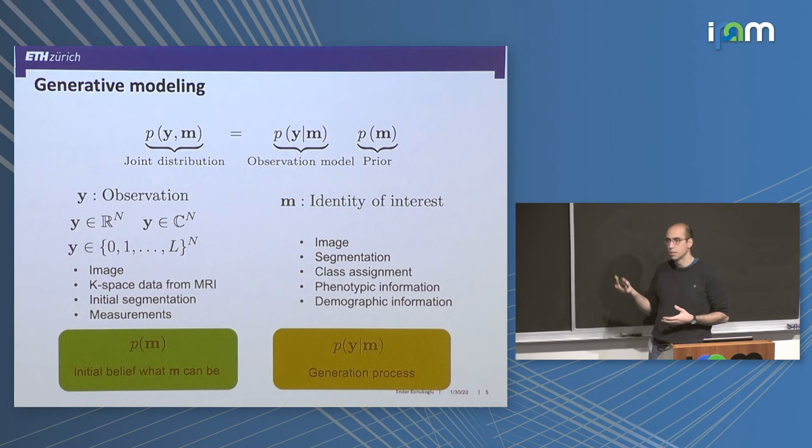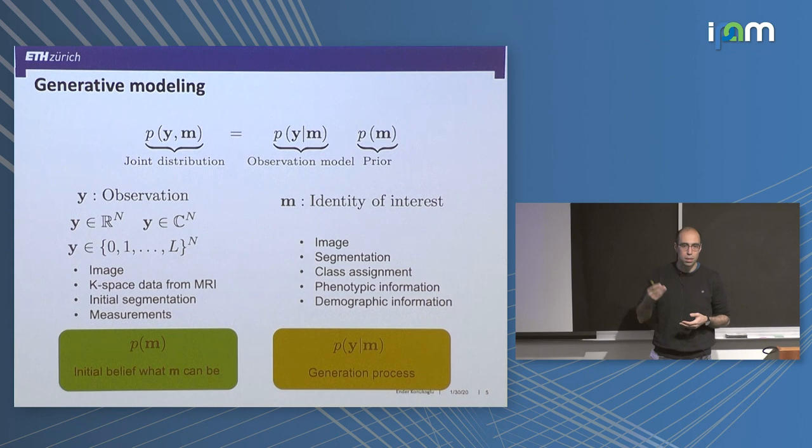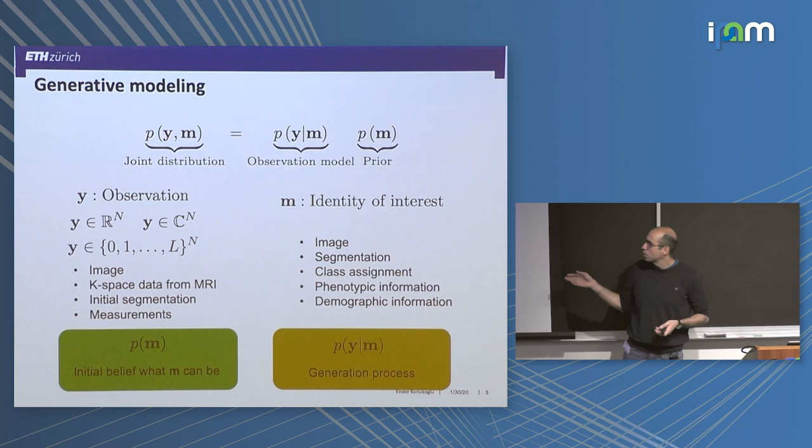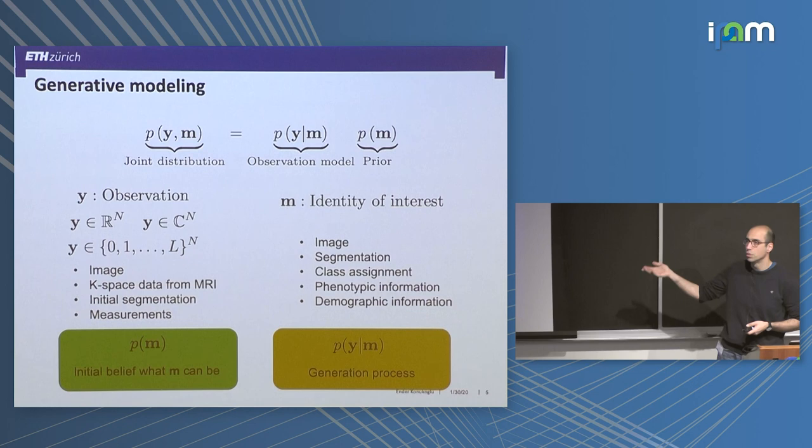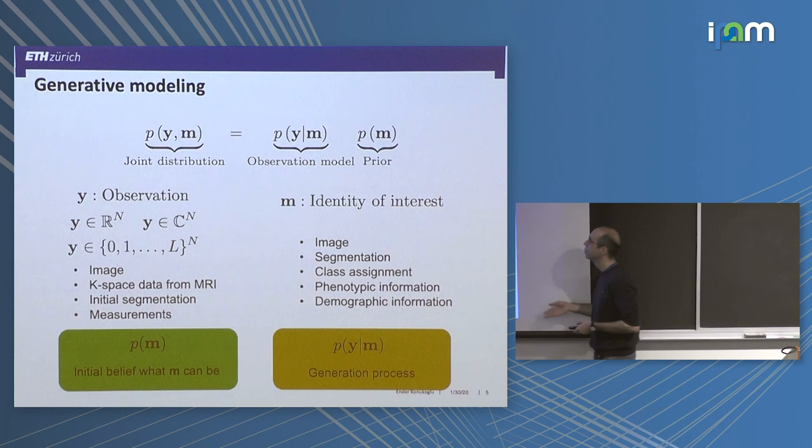So the set of observations can be the image itself, can be the k-space in MR, can be an initial segmentation, can be any type of measurements. And the identity of interest can be, again, the image, the segmentation, the class assignment, phenotypic information, outcome of a certain treatment. And I was really interested in a specific factorization, which is first we have the prior model, and then we have the observation model.